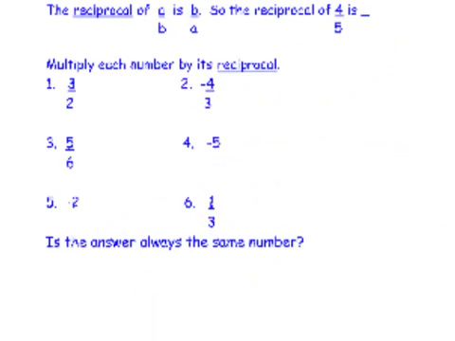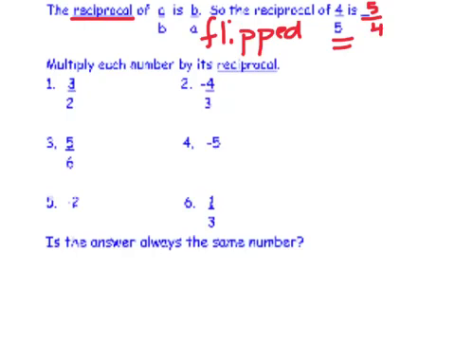Okay, so now what we're going to do is we're going to talk about the reciprocal. It says the reciprocal of A over B is B over A. So basically all I did was what? I just flipped it, okay? So the reciprocal of 4 over 5 is 5 over 4, because I simply flipped it.